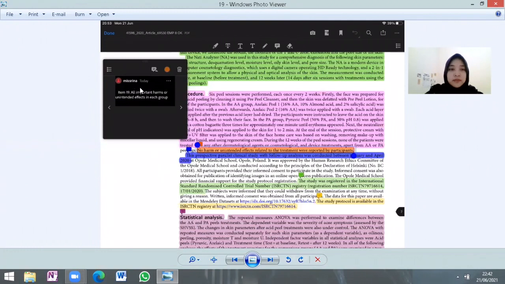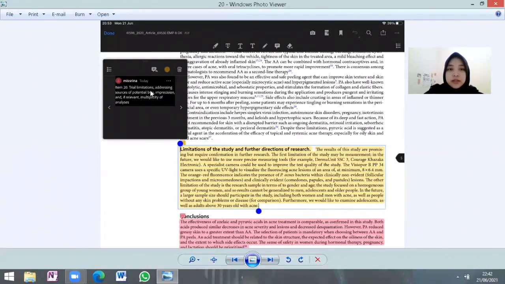The next item reported in this article is number 19: all important harms or unintended effects in each group. This is reported on page number 7. And fortunately, no harm or unintended effects related to the treatment were reported by participants. The next item is number 20, trial limitations, addressing sources of potential bias, imprecision, and, if relevant, multiplicity of analyses. This is reported on page 5.